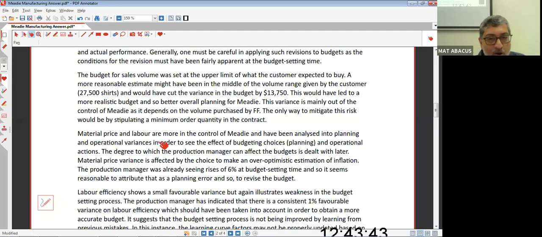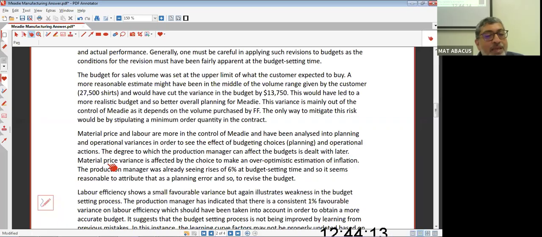Material price and labor are more in the control of MEDI and have been analyzed into planning and operational variances in order to see the effect of budgeting choices and operational actions. The degree to which the production manager can affect the budgets is dealt with later. So you have to be very careful here that you don't go into this bottom up and top down, because once you go into it, you're answering part 2 already. So that's why we say it's dealt with later, or you don't say anything.